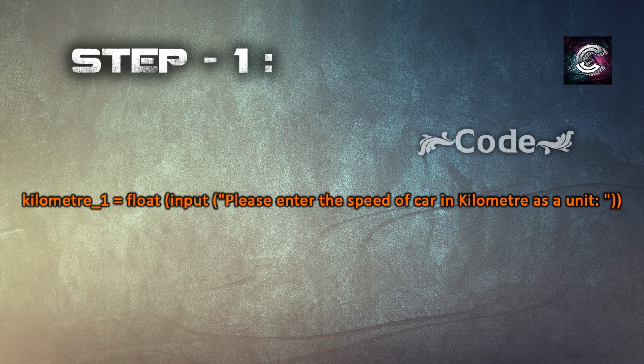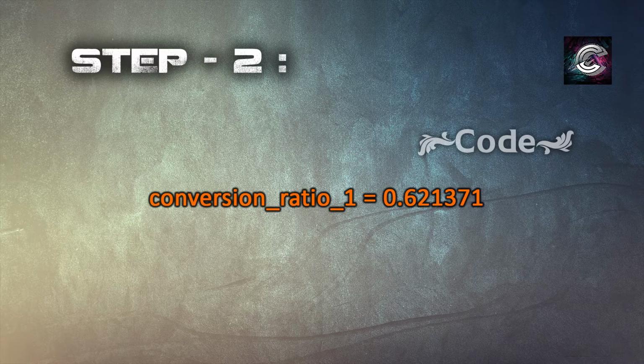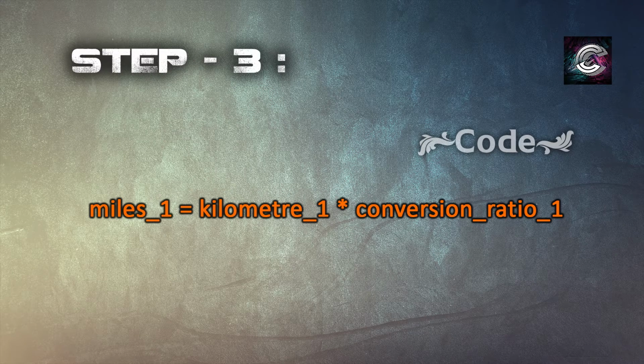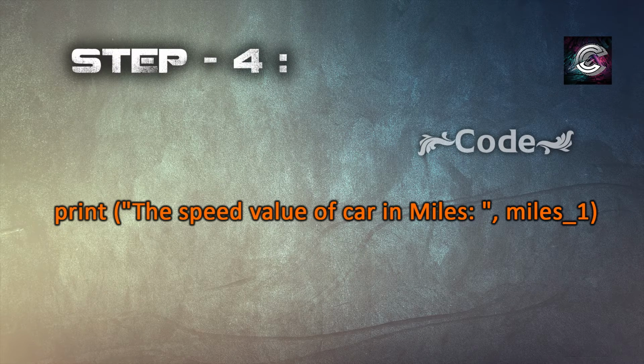Step 1, we will define the variable for storing the value of kilometer and accepting the input from the user. Step 2, now we will define and store the conversion factor into the variable. Step 3, then we will define the variable for storing the value of kilometer which is converted into miles. Then in addition we will write the logic of converting kilometer to miles units. Step 4, at last, we will display the converted value by using the print function.